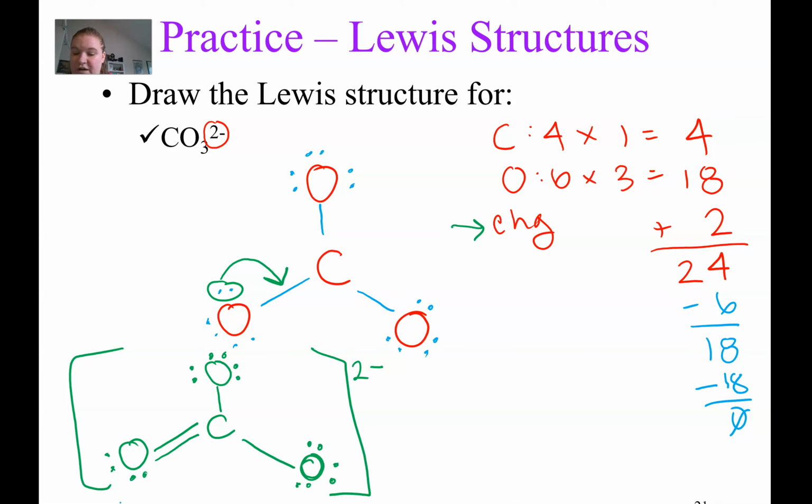And we can double check our atoms to make sure they have that full octet. So our carbon now has 2, 4, 6, 8. And our oxygen, 2, 4, 6, 8. And our other two oxygens, 2, 4, 6, 8. 2, 4, 6, 8. So everybody has their full octets and are happy.